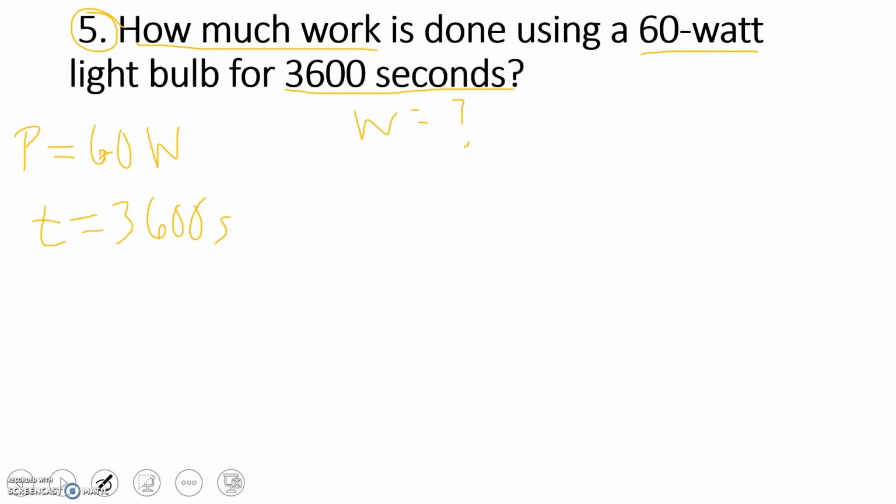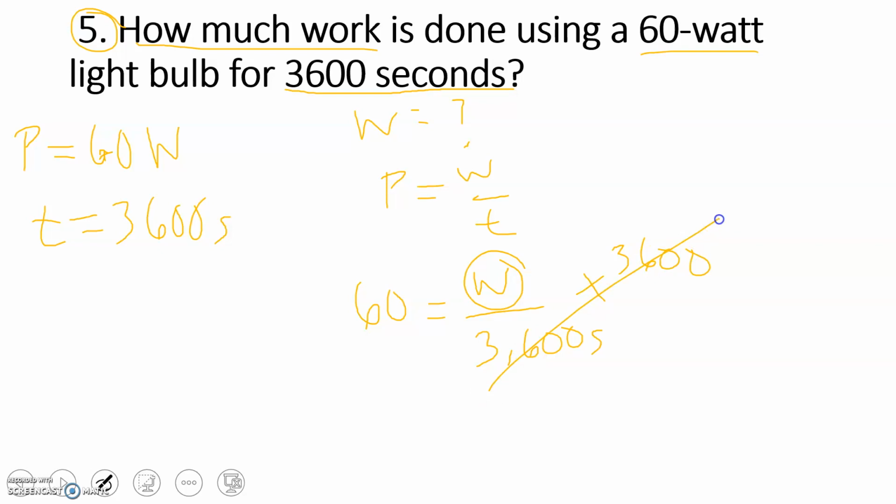All right, use the same equation as before. So power is equal to the work divided by the time. Let's plug in what we know. We know the power was 60 equals the work, which is what we're looking for, divided by the time, 3,600 seconds. All right, we need to get work on a side by itself. So again, we're going to have to multiply by 3,600. Cancels out on that side.